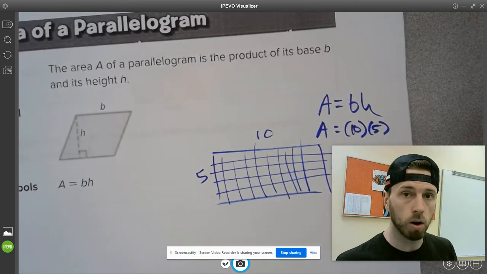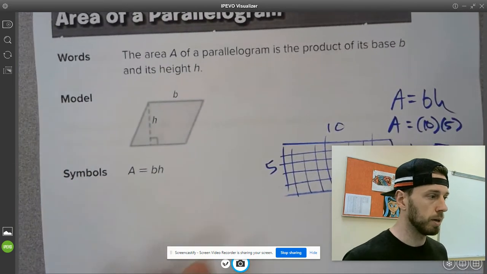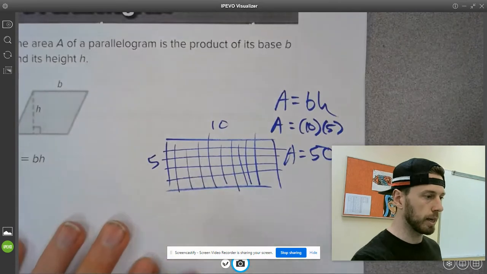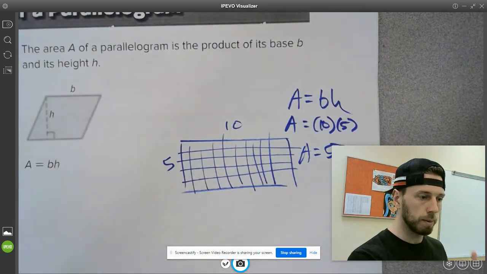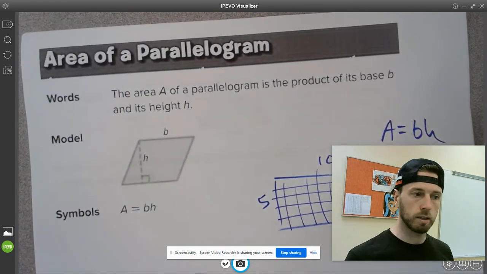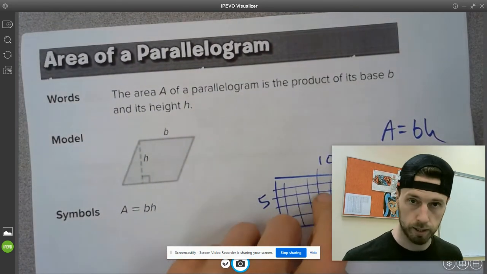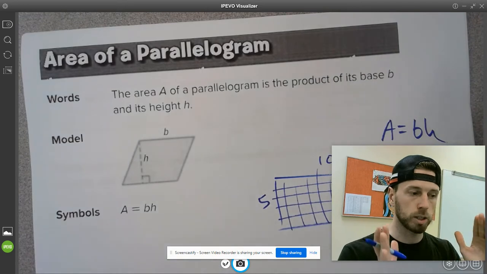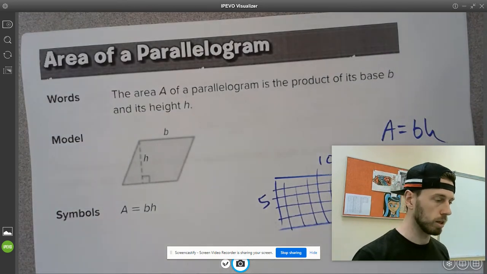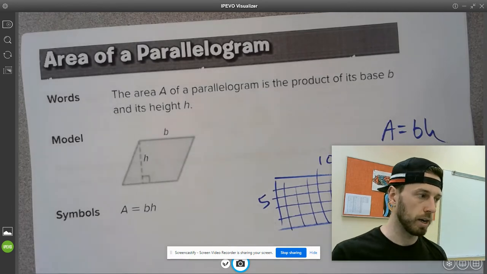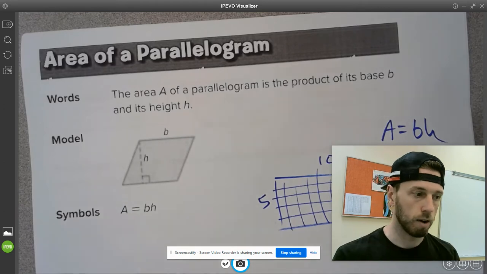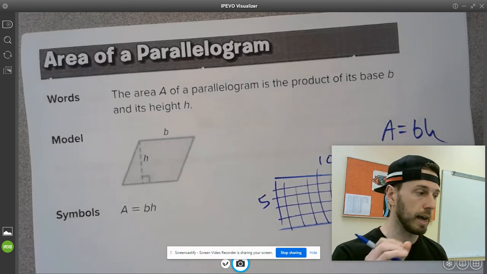But today we're going to talk about parallelograms. And a parallelogram looks kind of like a diamond, right? It's really the same thing as a rectangle, except it's kind of tilted to the side a little bit. And what a parallelogram means is a quadrilateral, like a rectangle, but it's got two pairs of parallel sides. And it does not have to have right angles like a rectangle does. And so how you find the area of a parallelogram is the exact same way you find it of a rectangle. You just need the base and the height.